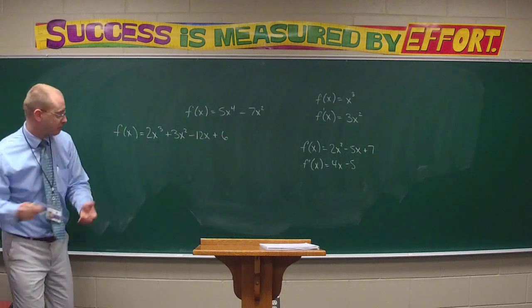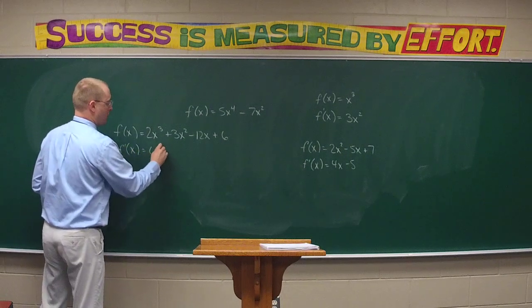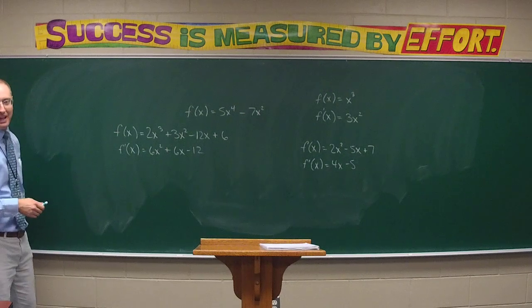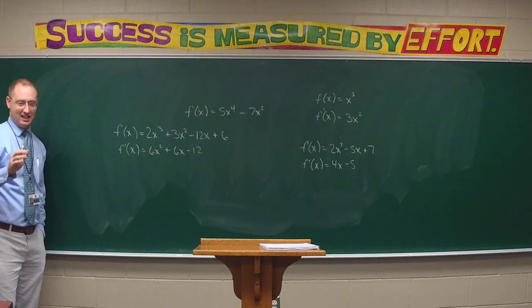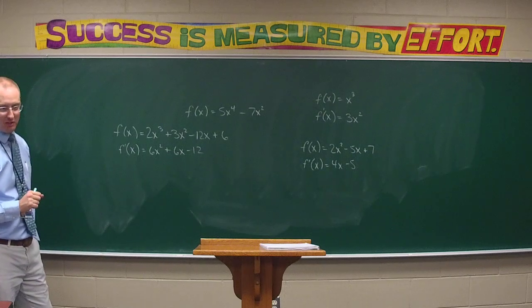And the first derivative was 6x squared plus 6x negative 12. I can do it in my head. So can you, but I want to see if you can figure out the pattern here.